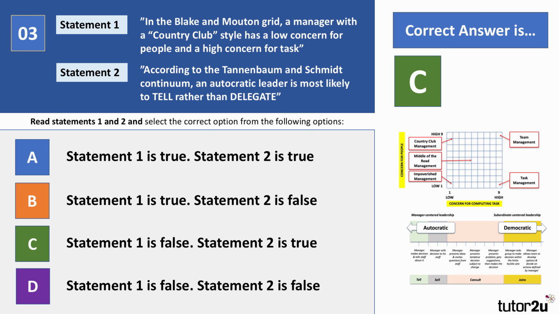And on the screen there, I just put a reminder of those two models. This is an example of a two-statement question that can test two models at the same time. So look out for these. Well, hopefully you got that one right. Let's try question 4 now.